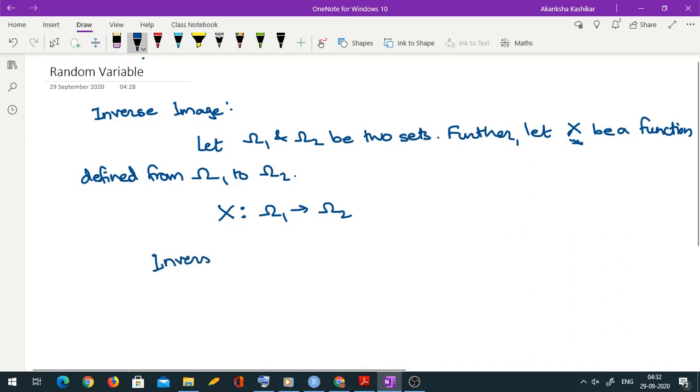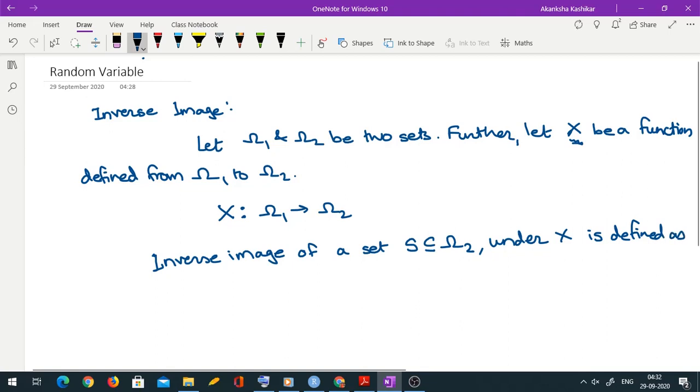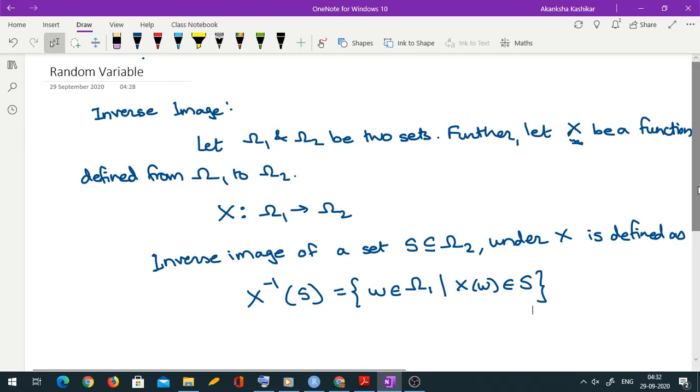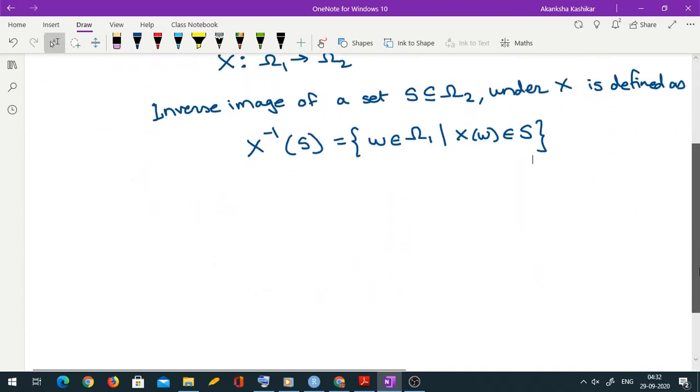Now we have to define inverse image under X. The inverse image of a set S, which is a subset of omega 2, under X, is defined as, so X inverse S is the notation, the set of all those omegas in omega 1 such that X of omega is in S. Let me try to explain it with the diagram first.